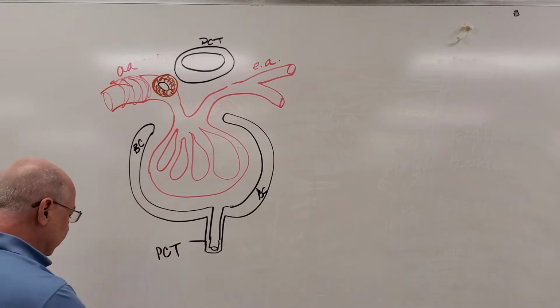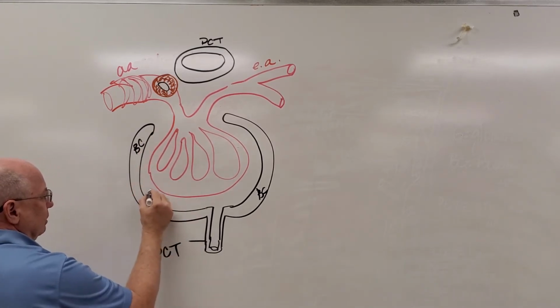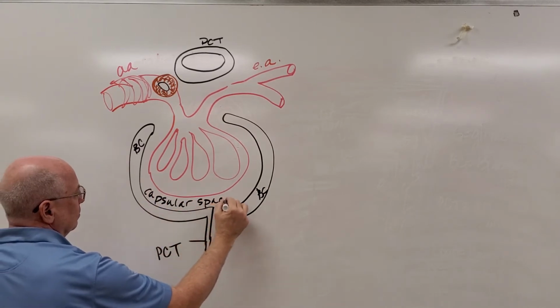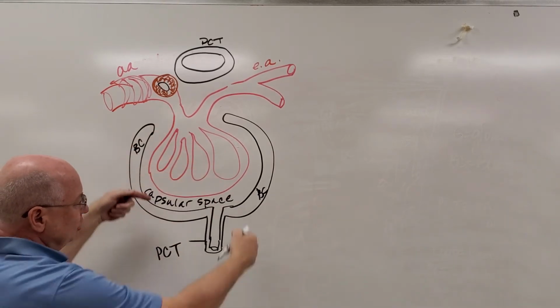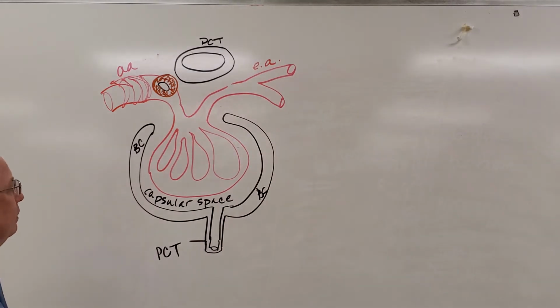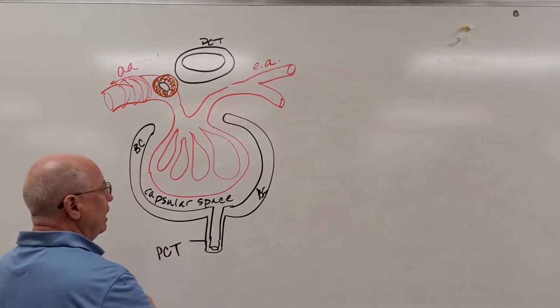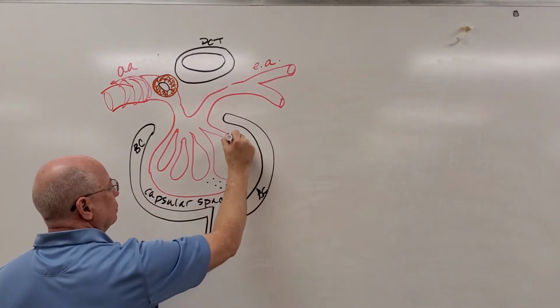Now, the space in here, inside the Bowmans capsule, is called the capsular space. And when we filter stuff out of the blood, it will enter the capsular space, which will then drain through the proximal convoluted tubule. This is our glomerulus. On half of the model, if you look at it, there's all these little pock marks all over the glomerulus.